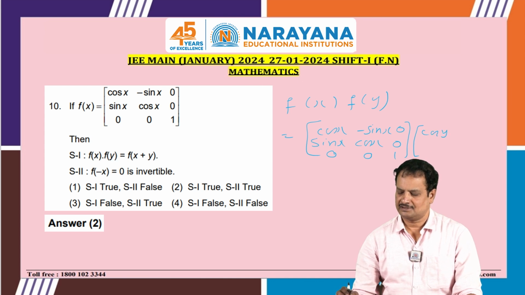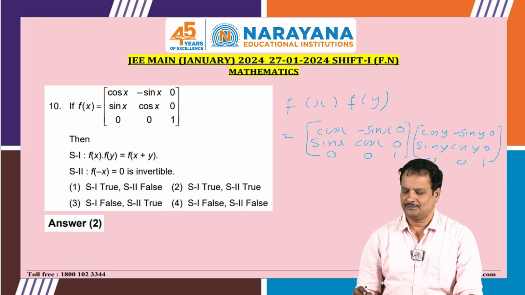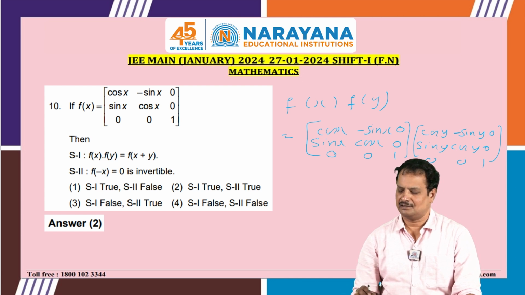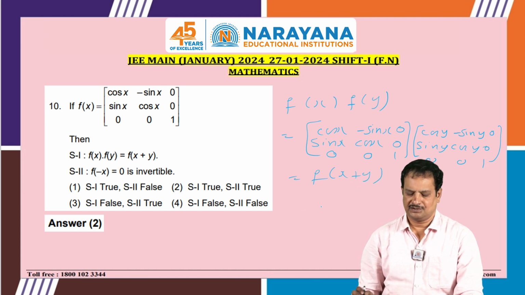Same way, this is cos y, minus sin y, 0; sin y, cos y, 0; 0, 0, 1. When you multiply these two, if you apply row by column multiplication, very clearly you'll get cos x into cos y, next minus sin x into sin y, and next plus 0. So that's very clearly cos of x plus y. So you are going to get exactly f of x plus y. Okay, so statement 1 is true there.